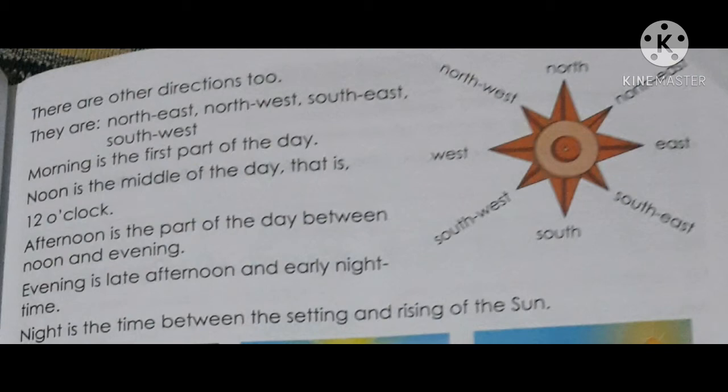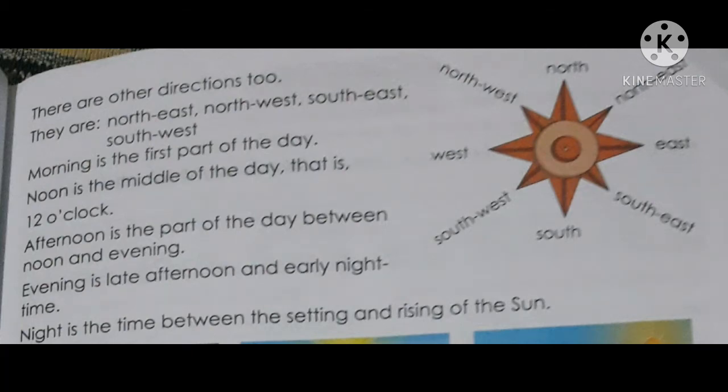Morning is the first part of the day. Noon is the middle of the day, that is 12 o'clock. Afternoon is the part of the day between noon and evening. Evening is late afternoon and early night time. Night is the time between the setting and rising of the sun. In this there is north and south, but in that there is northeast, southeast, southwest and northwest.